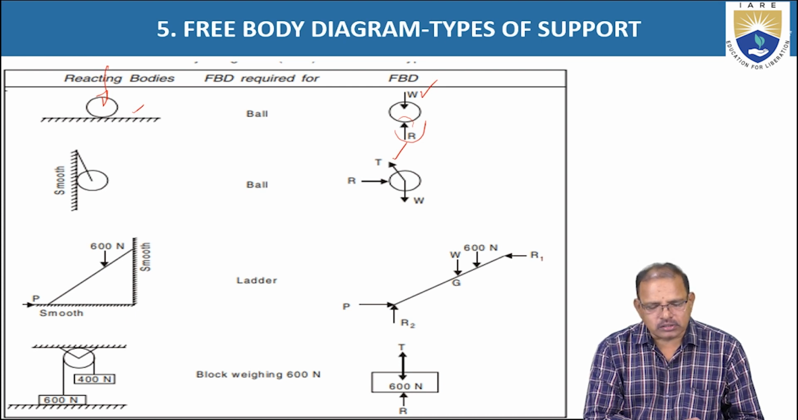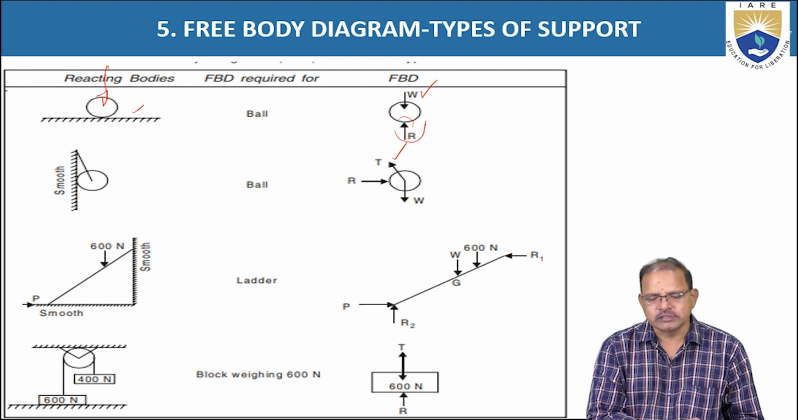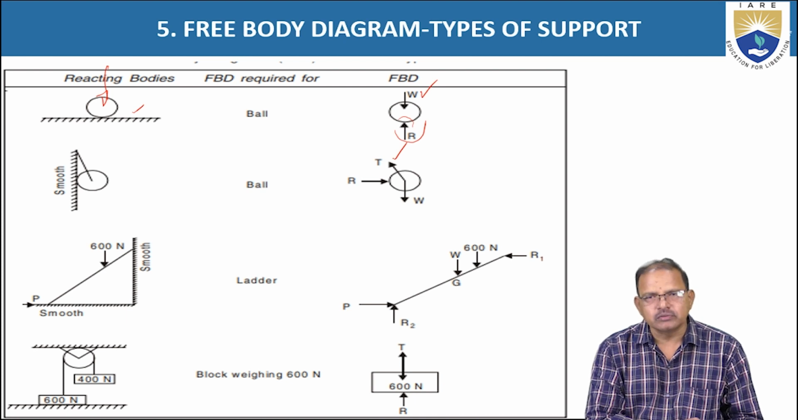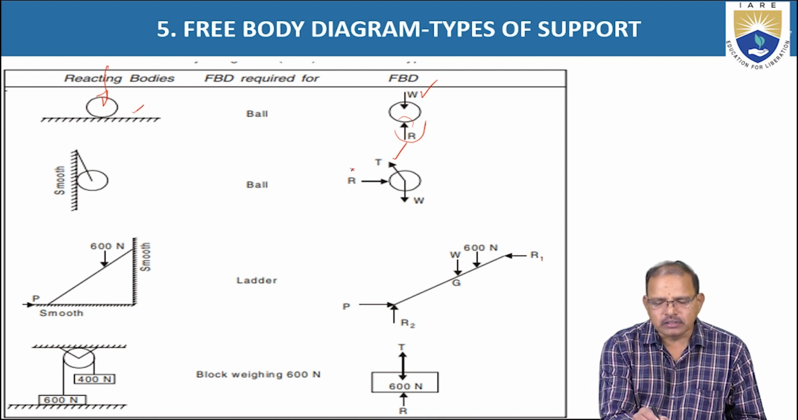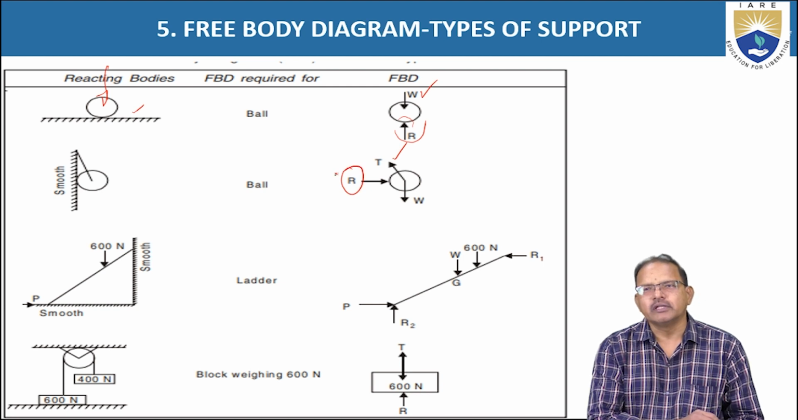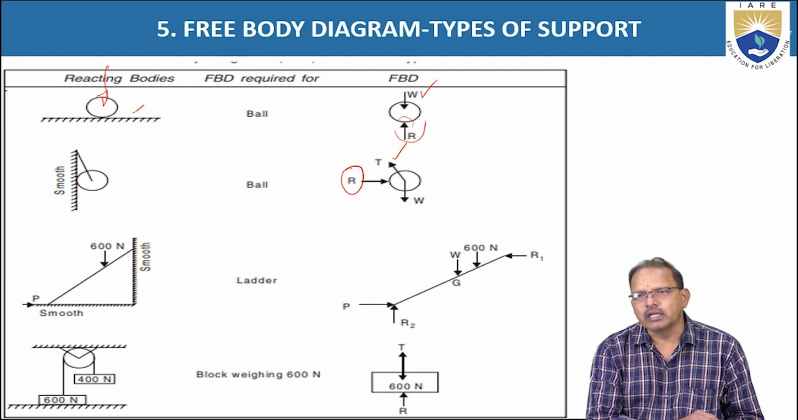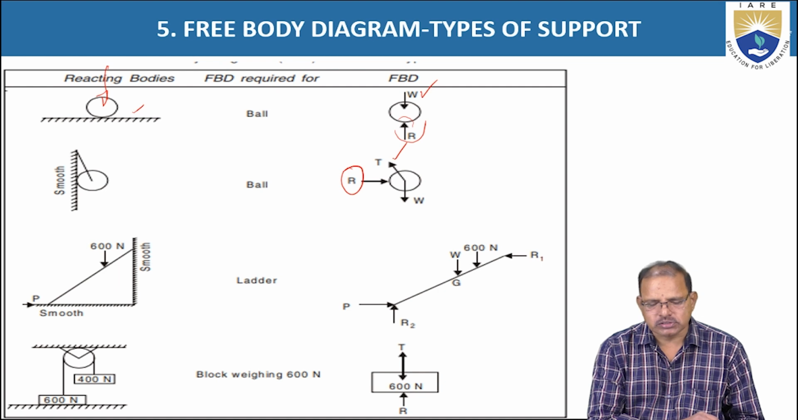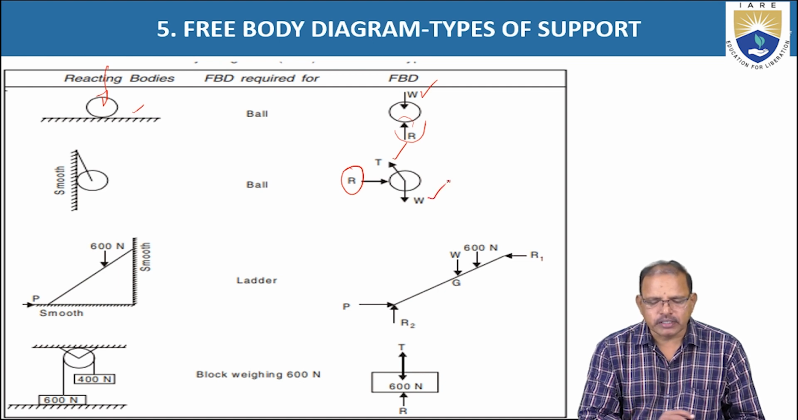Moreover, the reaction offered by the surface is preventing its motion toward the left-hand side. Hence the reaction is shown as R, acting toward the right-hand side to prevent its motion. W is nothing but the weight of the body.